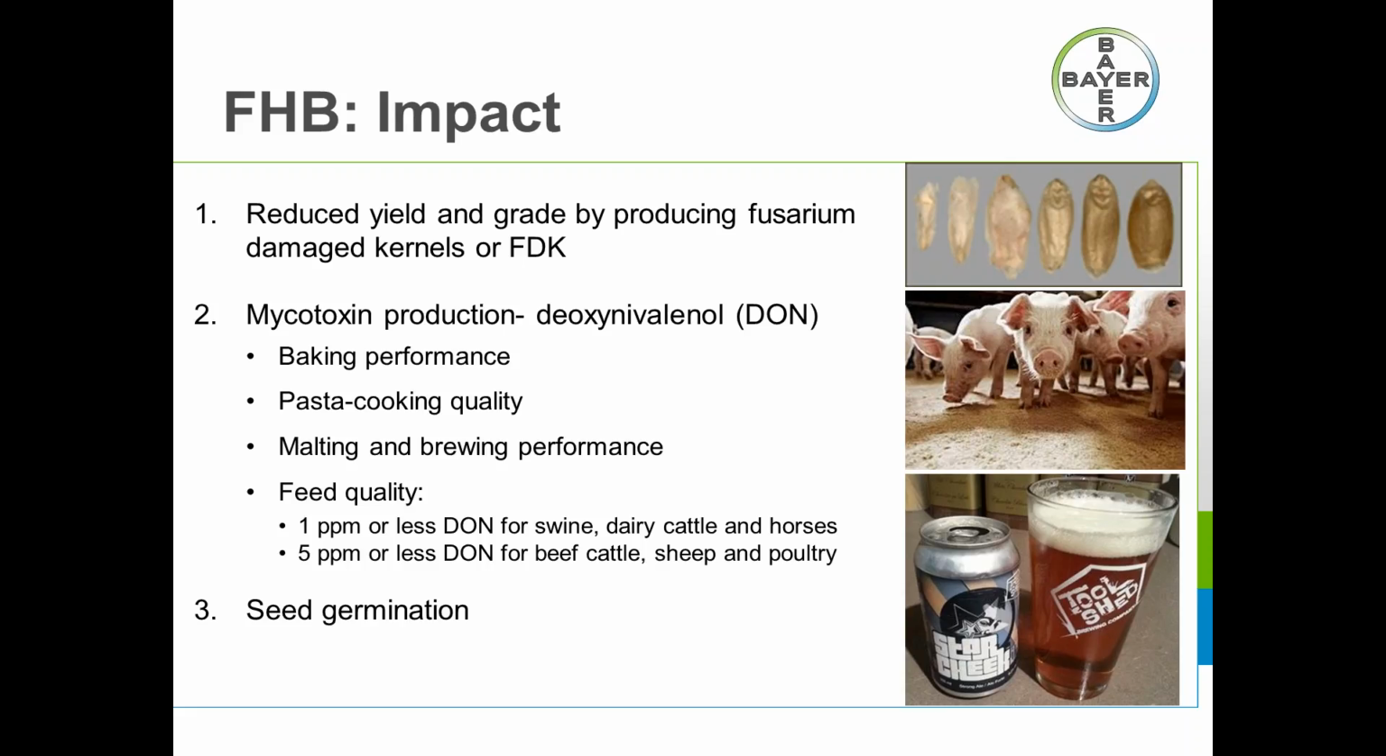This impacts things like baking performance. The bread does not rise normally. It can impact pasta elasticity and color. Malting: many malting companies have a zero tolerance for DON and test for it before purchasing. Feed quality can also really impact animals, most specifically hogs, and hog producers have a zero tolerance for DON. So all of this means that if your end-use customer isn't interested in your grain, your profitability can be severely impacted. So management of the disease is very important.